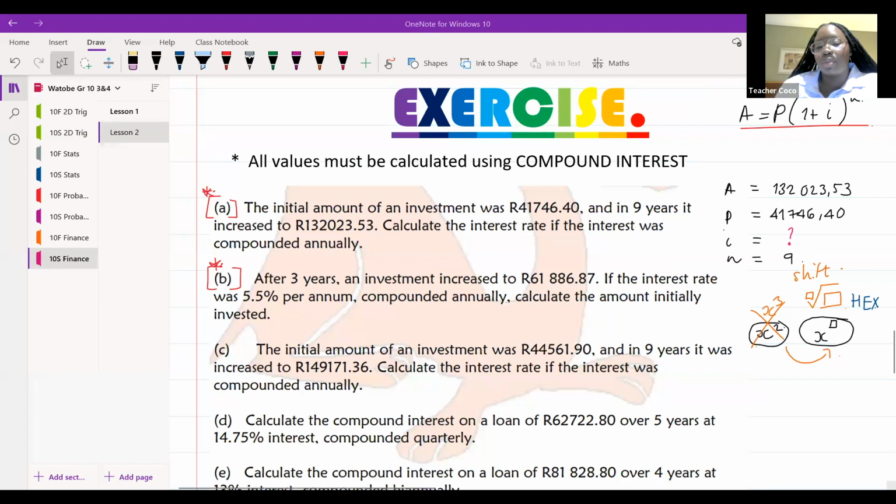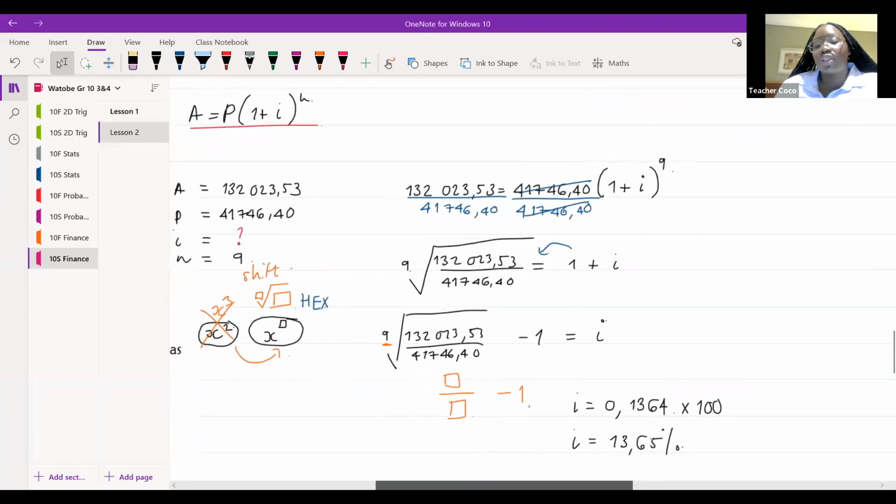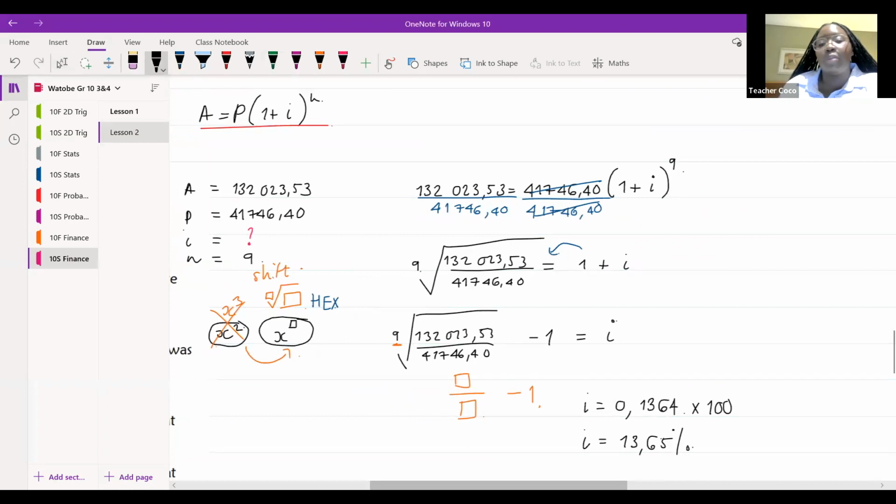Yes, Amber, of course, we can screenshot. Okay, just to help you out, Amber, I'm going to write that formula that Tiana talked about. She said that the interest rate is equal to the nth root of A over P, minus 1.